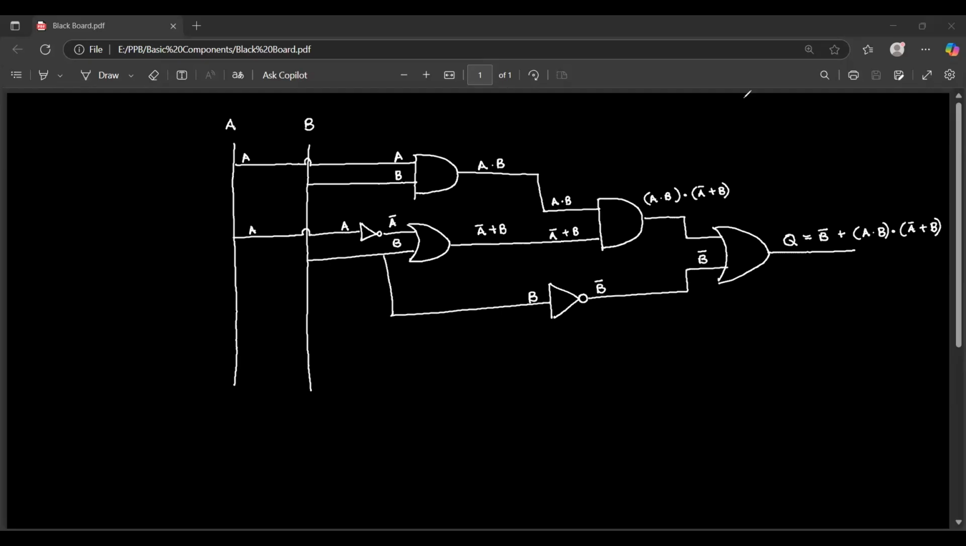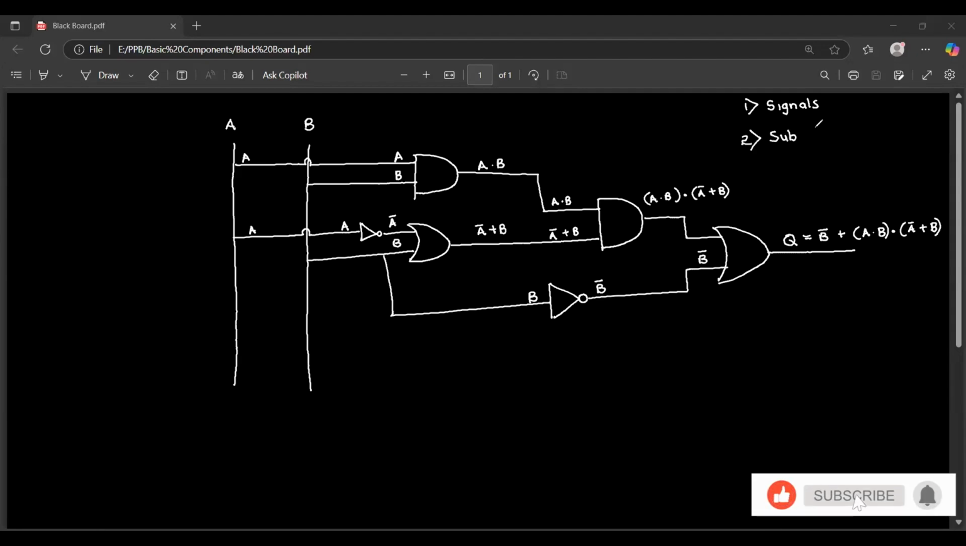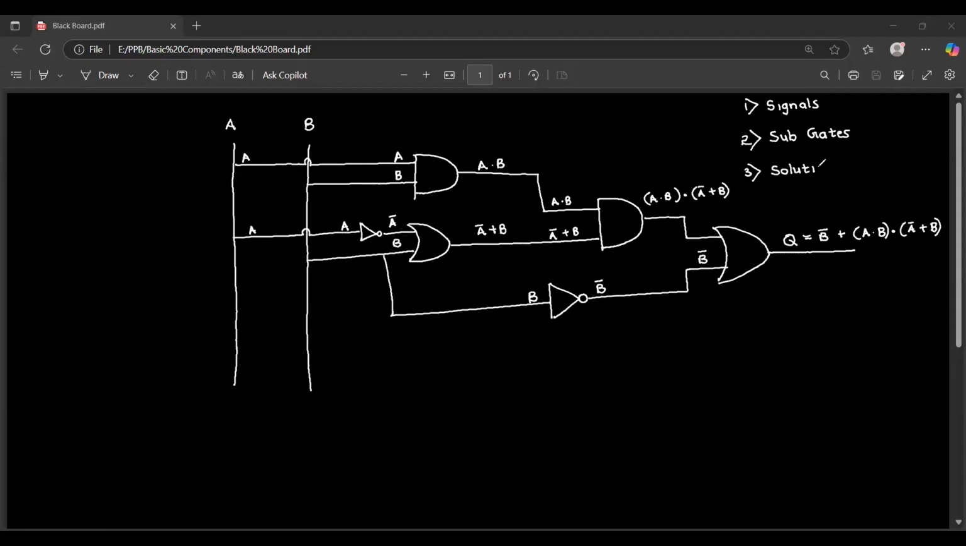So what did we do here? Let me revise the steps. First of all, you will move along the signals. Then we will reach some gates, so we have to find out the output of those gates. Okay, so sub gates. And once we are done with all the sub gates, we will have the solution. This is what I would like to call the 3S method. So follow along the signals, find the outputs of the sub gates, finally get the solution. Okay, so I hope you understood this specific question.